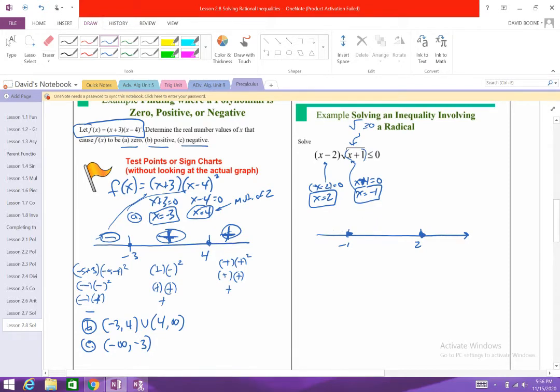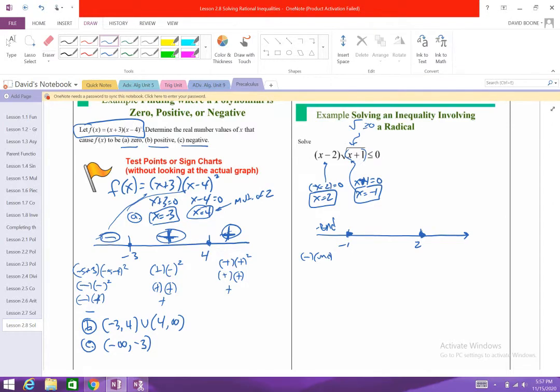So if I take a point here that's less than negative 1, let's just try negative 2. We'll put negative 2 in. Negative 2 minus 2 is negative 4, so I got a negative number. Put negative 2 in there. Negative 2 plus 1 is negative 1. The square root of negative 1, can't do. So we're going to say that's undefined. And so really this whole thing over here is undefined. So it's not above the x-axis or below the x-axis.